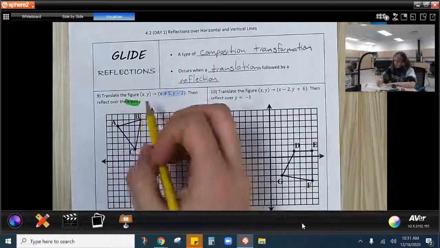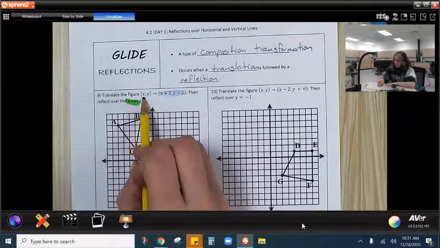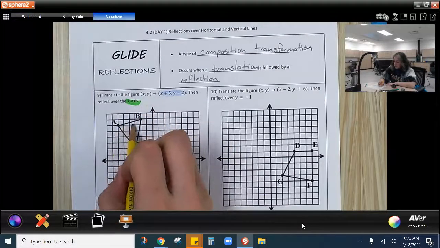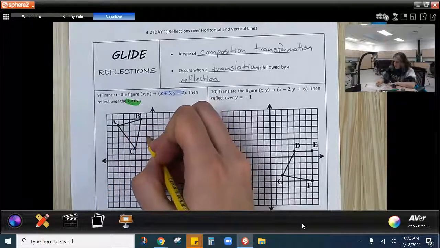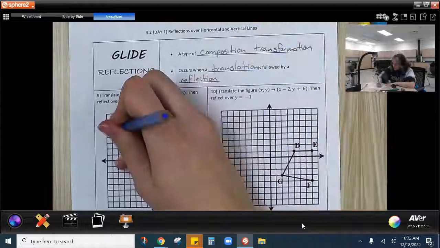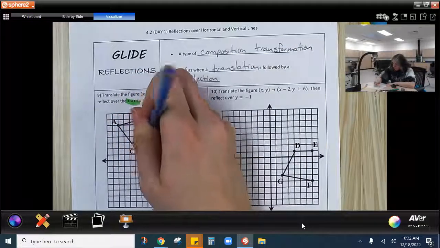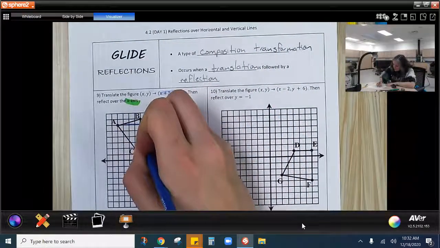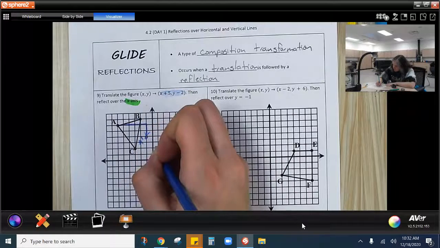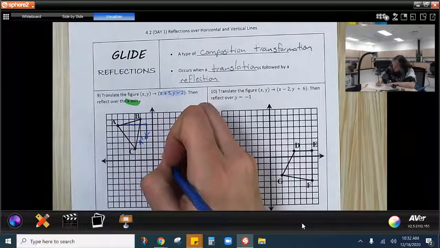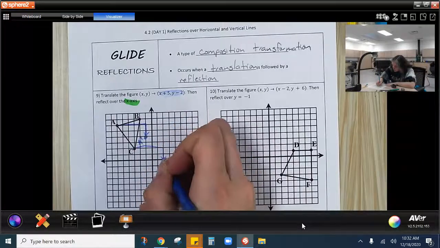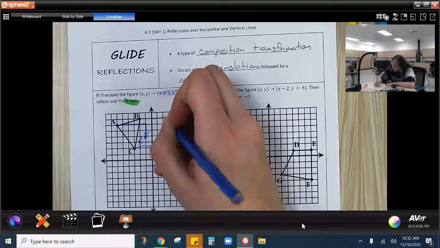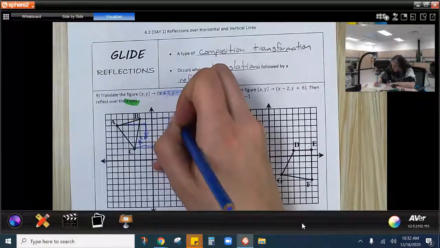We're going to start with triangle ABC here. We're going to translate the figure from (x, y) to (x + 5, y - 2). So that means I'm going 1, 2, 3, 4, 5, and then 1, 2. That is my translation. So 5 and then 2. So this is A prime: 1, 2, 3, 4, 5, and then 1, 2. This is C prime, and then 1, 2, 3, 4, 5, 1, 2, and here is B prime.